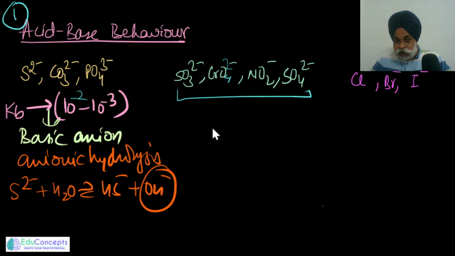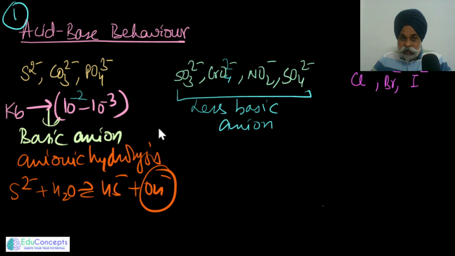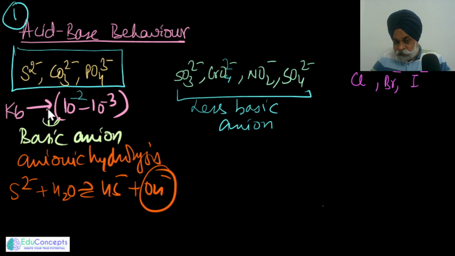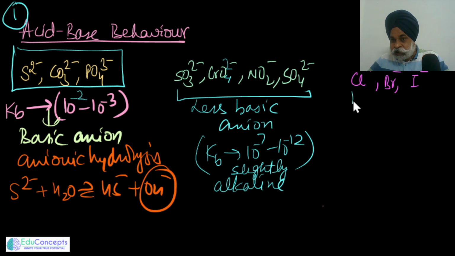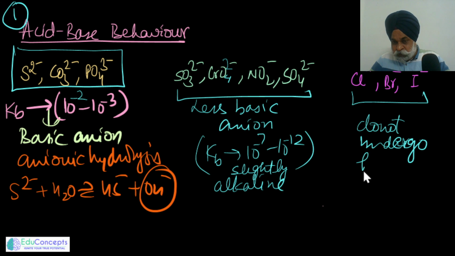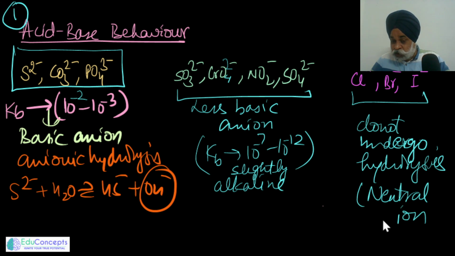And these also undergo anionic hydrolysis, but are not so basic. So these are less basic anions. They do undergo anionic hydrolysis, but not to the extent done by the first set of sulfide, carbonate and phosphate. Here you also have to remember that the Kb for these ranges between 10 raised to minus 7 to 10 raised to minus 12. So these are not very basic, but they will make solutions slightly alkaline, with a pH slightly above 7. And these are the salts which do not undergo hydrolysis. When they do not undergo hydrolysis, these anionic species are called neutral anions.